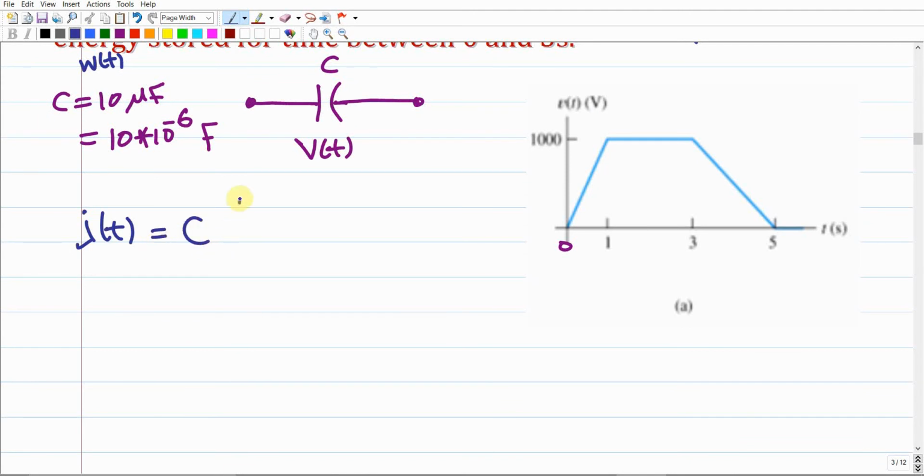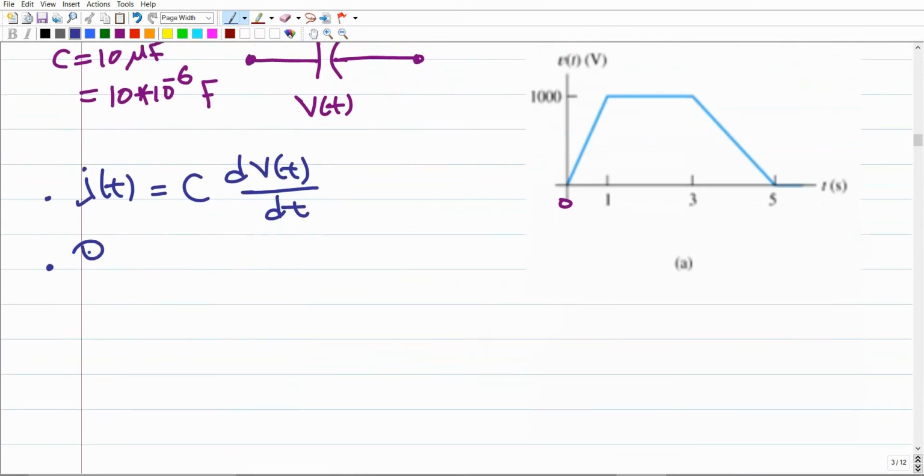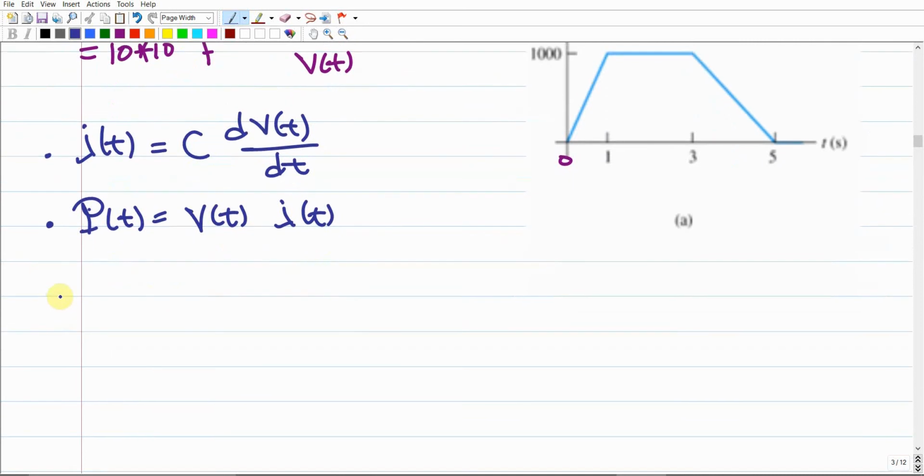For the current, it should be C dV of t by dt, right? Just write the equation to know exactly what you are seeking for. And the power, it should be the power of t, it should be the V of t times the I of t, the current. So once we find the current, we're gonna multiply the current times the volt. This is gonna give us the power.